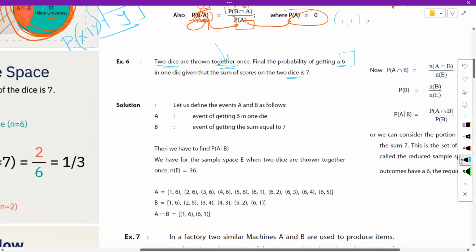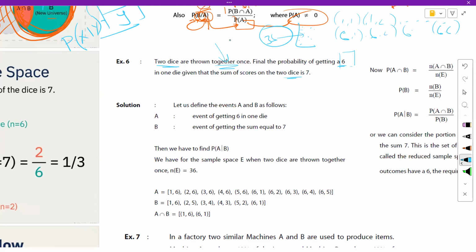1,1; 1,2; 1,3; and finally 6,1; 6,2; 6,3; and 6,6. Right? If you plot this, we can see there are 36 outcomes. Totally, when we throw two 6-faced dice, it will give us 36 outcomes. We have already discussed this in a graphical form. But here we define 2 events.